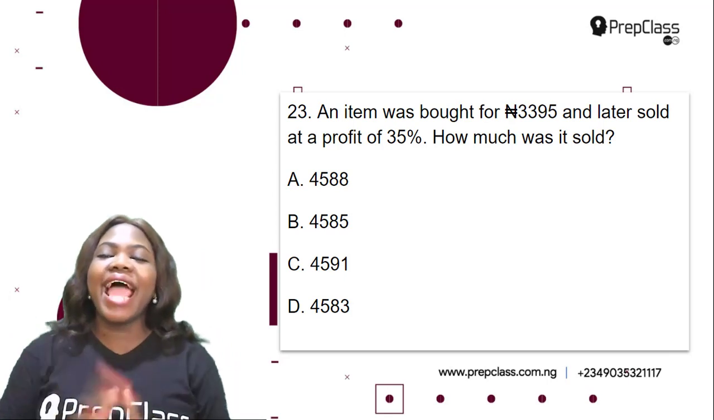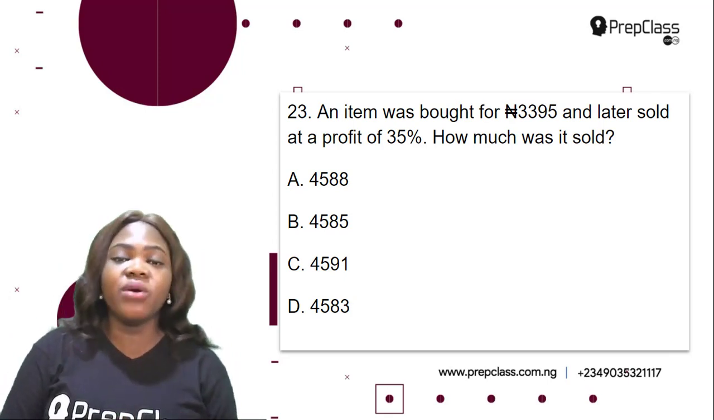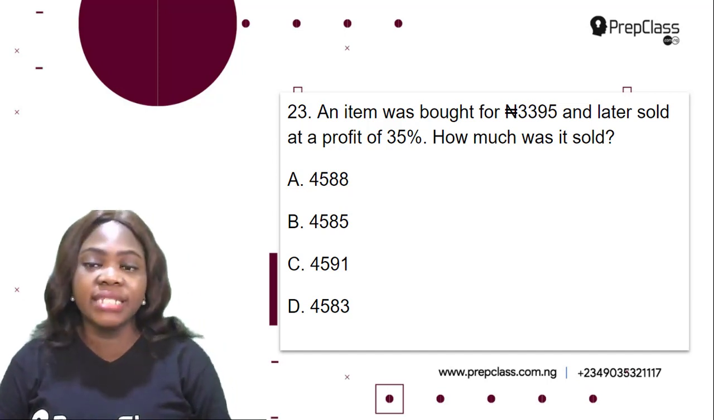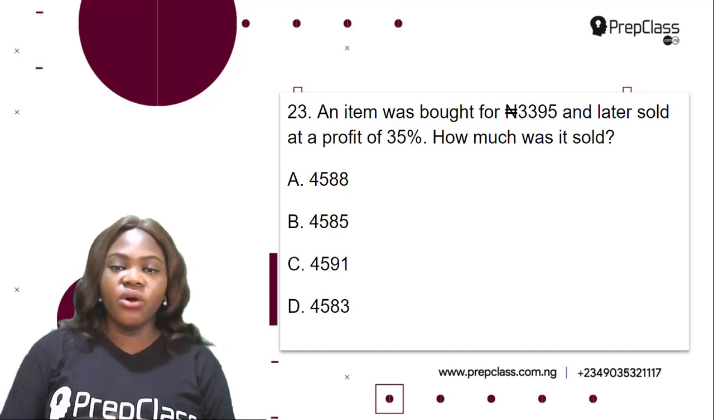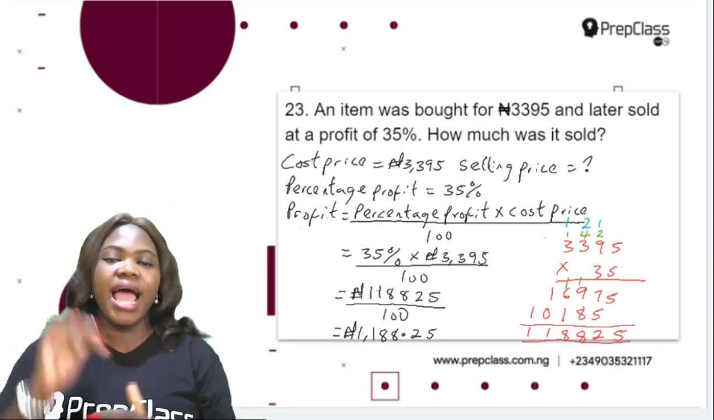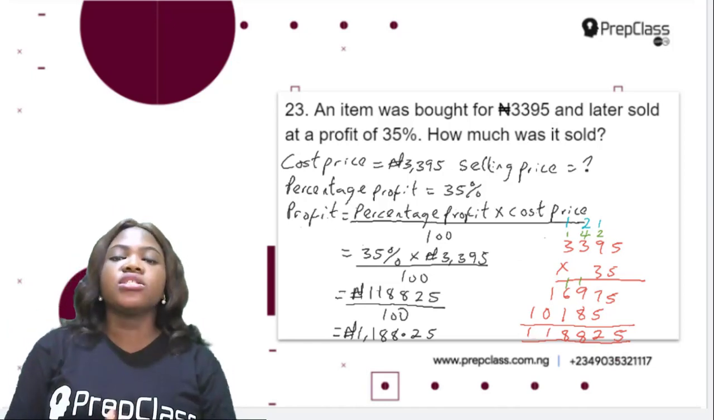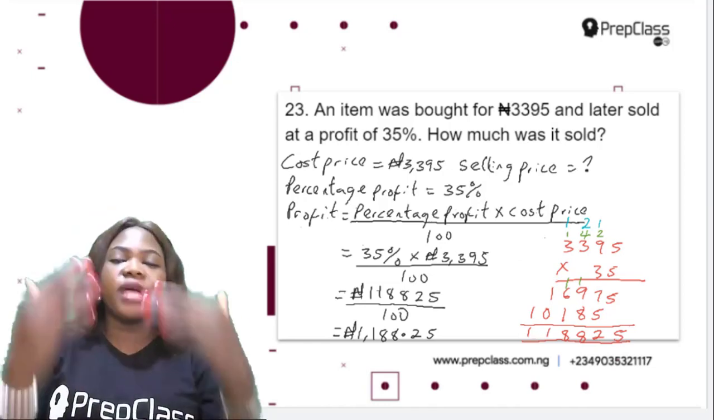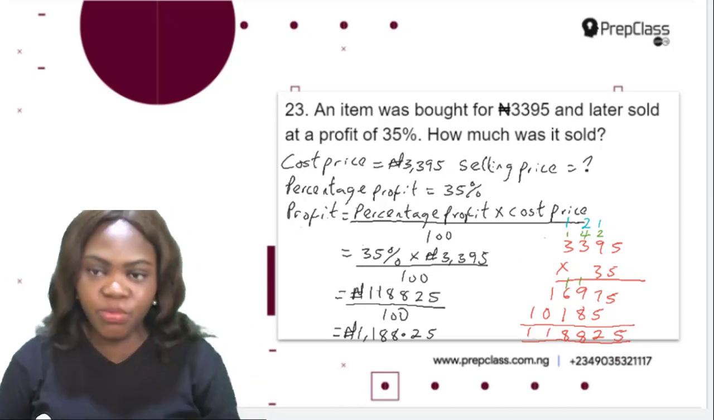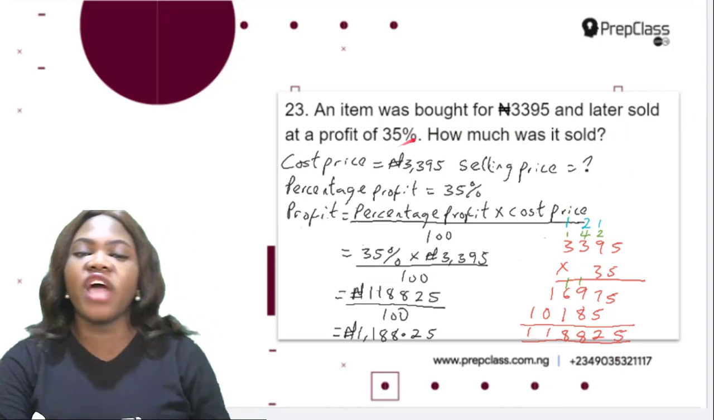Question 23. An item was bought for 3,395 naira and later sold at a profit of 35%. How much was it sold? Okay, so now let's bring out the information in the question. An item was bought for 3,395 naira. So that is the cost price. The cost price is the amount that an item is bought. Then later sold at a profit of 35%.